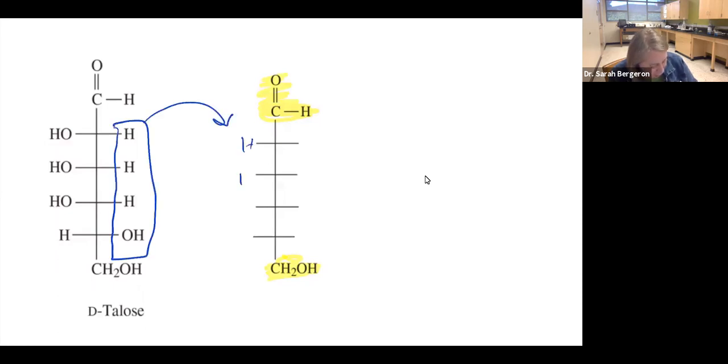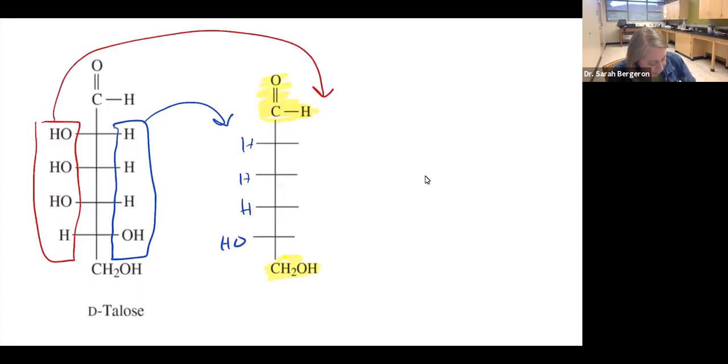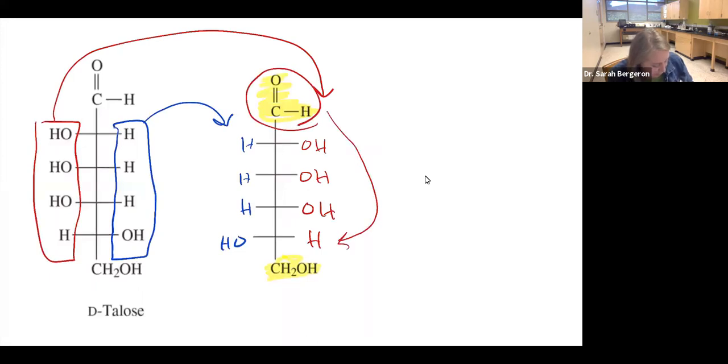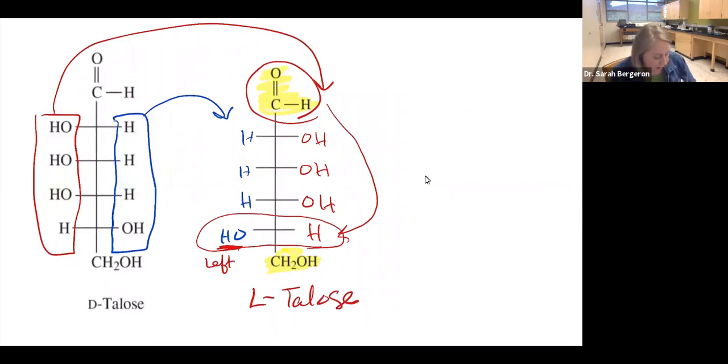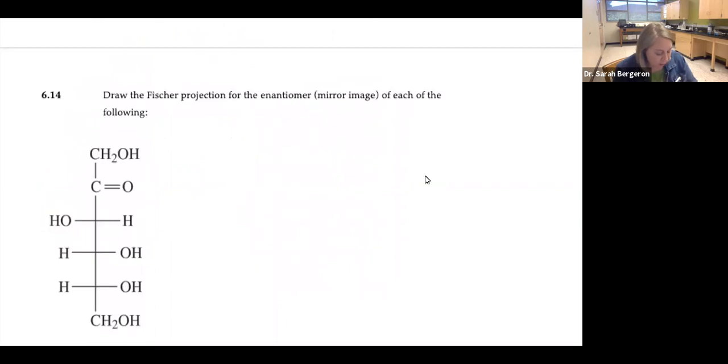So hydrogen, hydrogen, hydrogen, hydroxyl. Then I'm going to take everything here and put it over here. So hydroxyl, hydroxyl, hydroxyl, hydrogen. That's it. So this one, if we look at our farthest chiral carbon, we're on the left, then we must be L-talose, right? Okay.